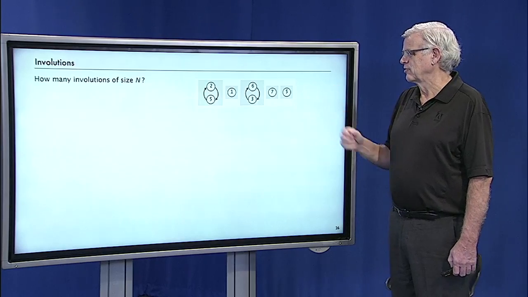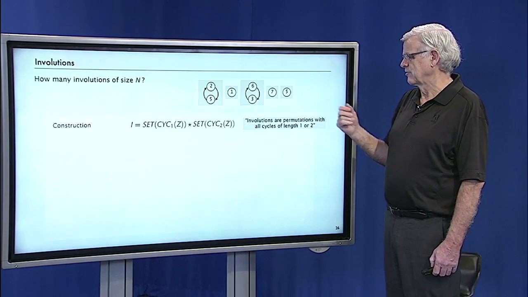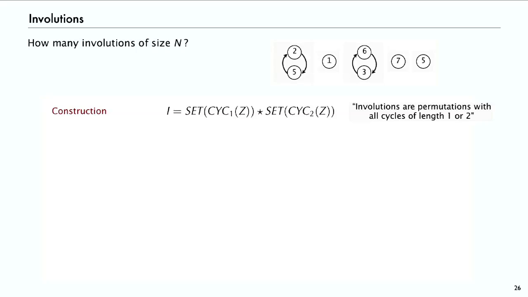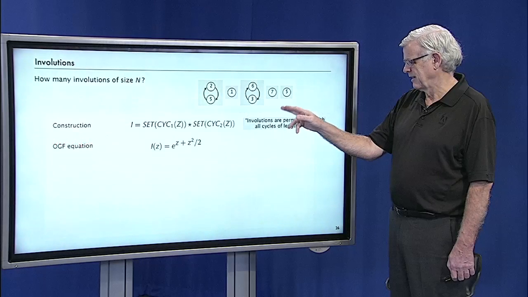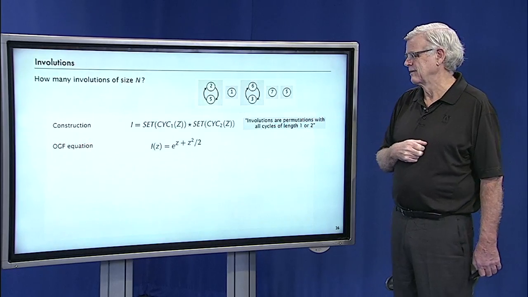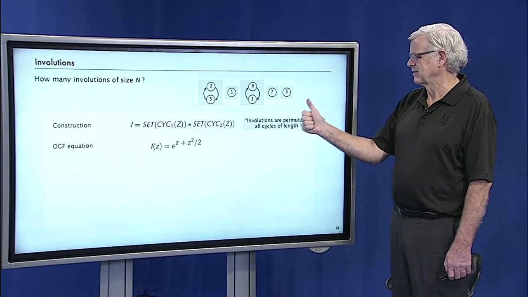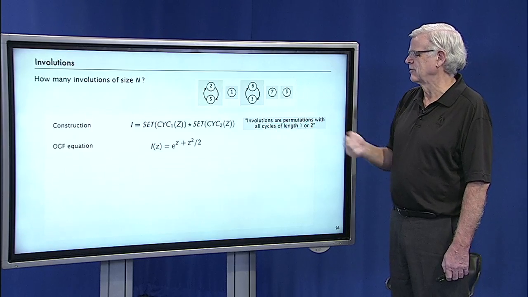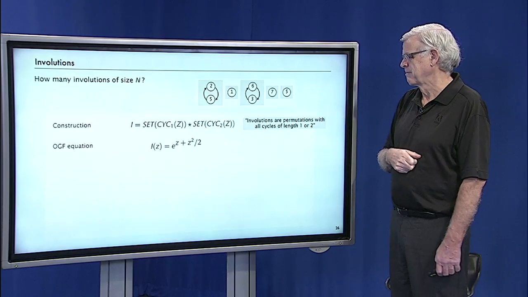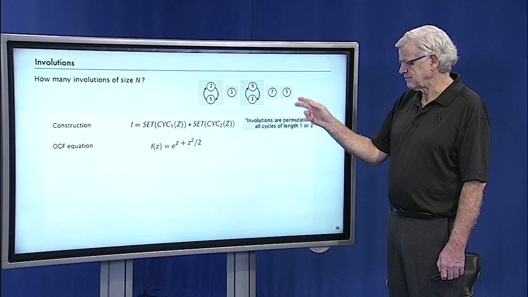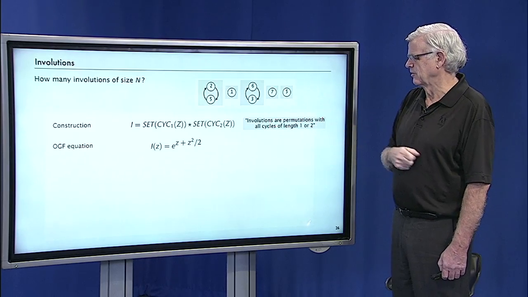But what about involutions? Well, the construction is pretty similar. It's a set of 1 cycles starred with a set of 2 cycles. So they're just permutations where all the cycles are of length 1 or 2. That immediately goes to e to the z plus z squared over 2. So cycle 1 is z, cycle 2 is z squared over 2, and then a set of those is e to the z plus z squared over 2. The first one is e to the z, the second one is e to the z squared over 2.